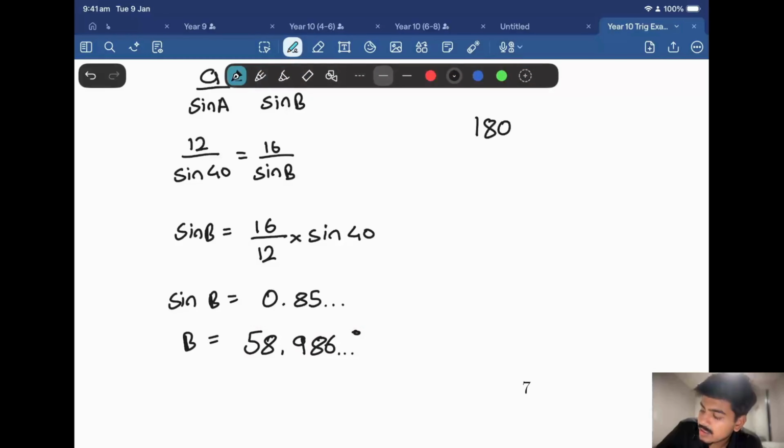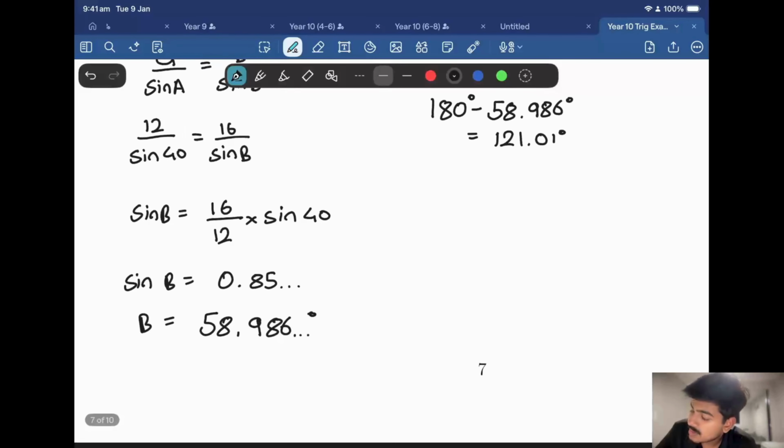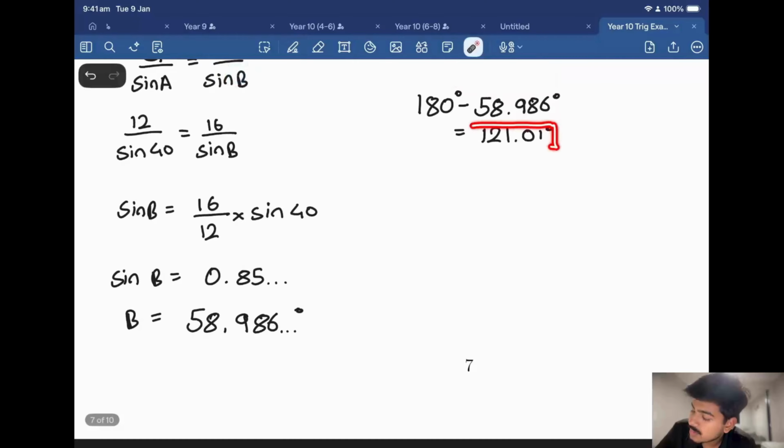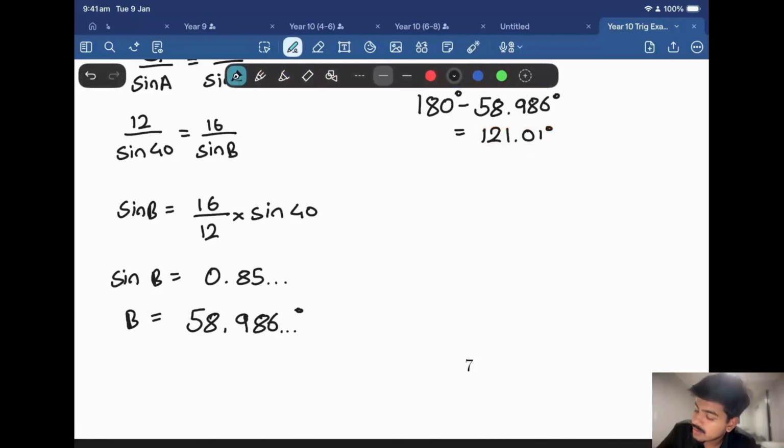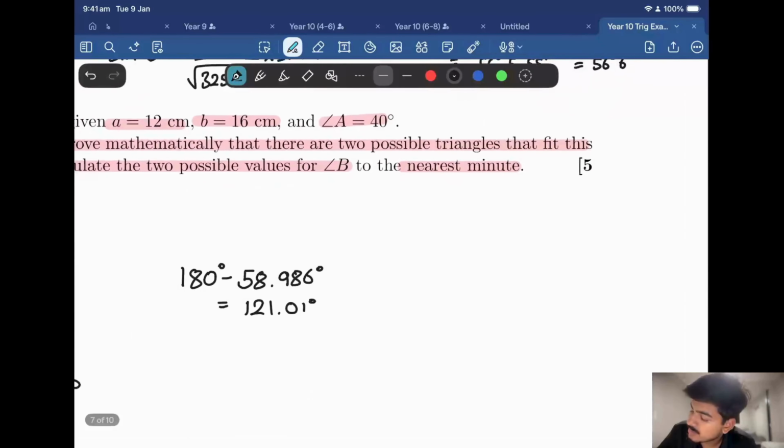You do 180 minus 58.986. So that's 180 minus answer. That's 121.01 degrees. Right? So this here is your obtuse case. Okay? So there's two possible values of angle B.